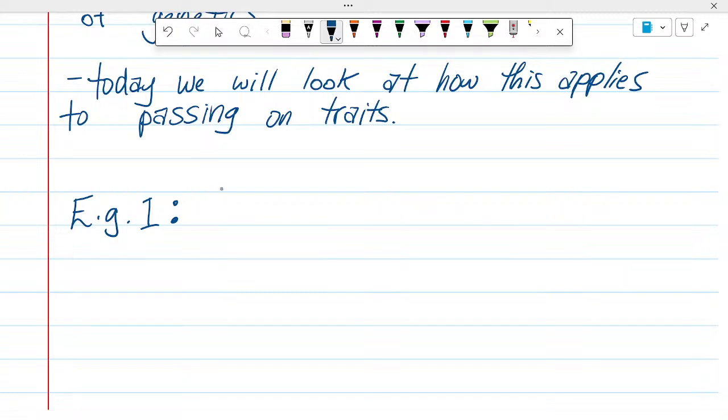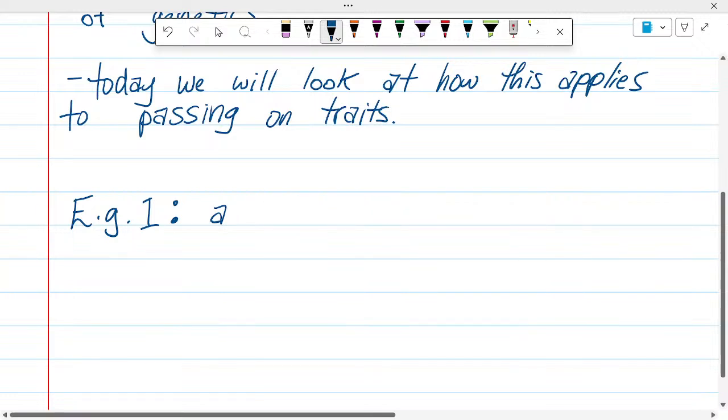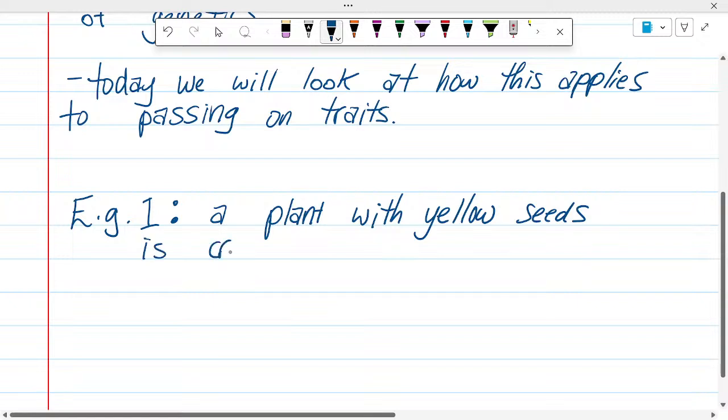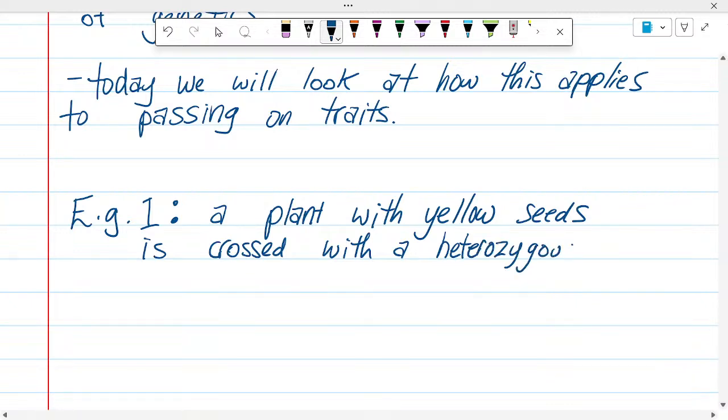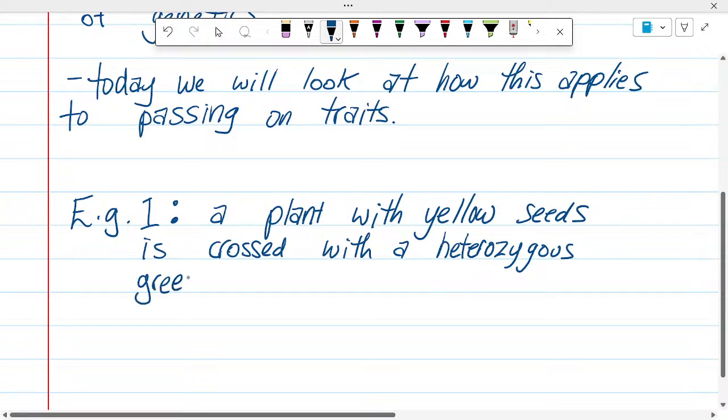So let's imagine that a plant with yellow peas is crossed with a heterozygous green-seeded plant. Oh boy, lots of language here. What will their offspring be like?